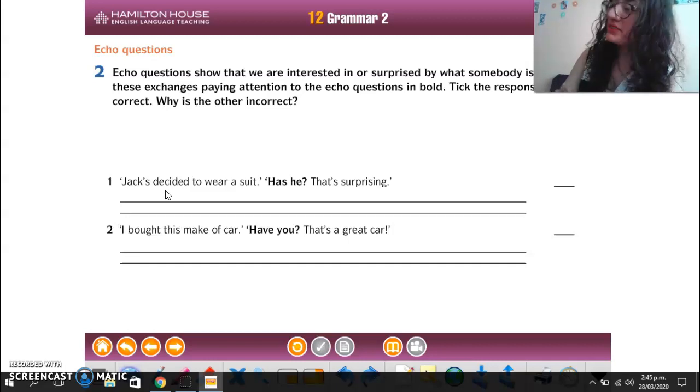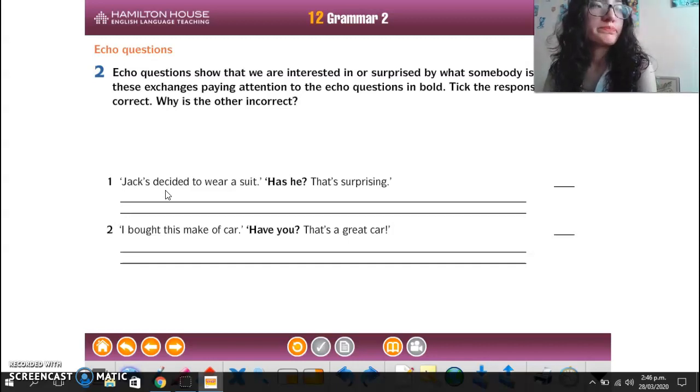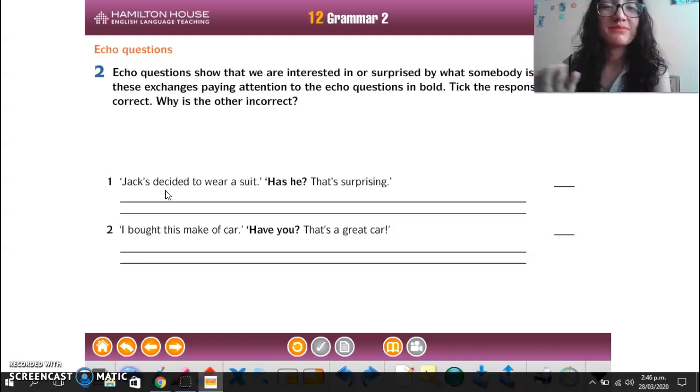But one person says, Jax decided to wear a suit. That's surprising. Mm, mm. You can see the difference. You can see the level of interest when you use it and when you don't use it.